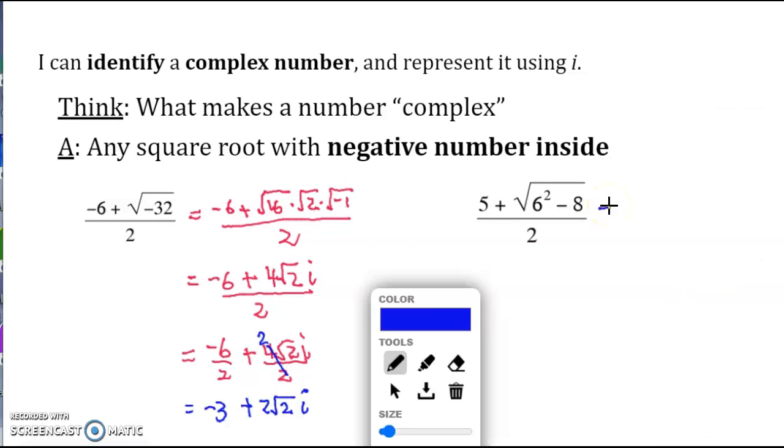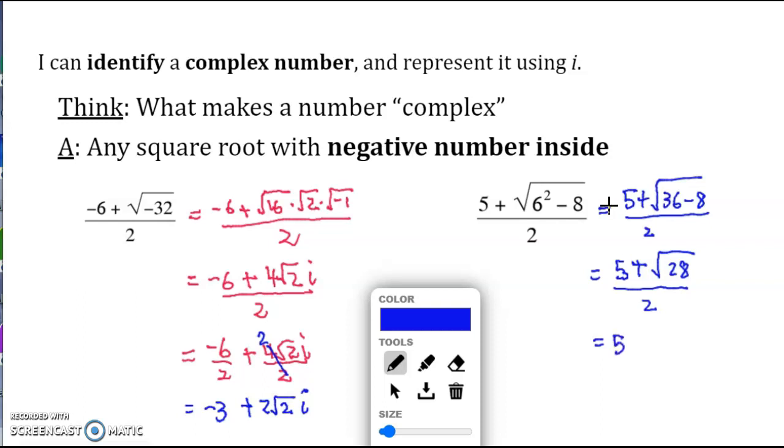What about the next problem? 5 plus square root of 36 minus 8, all over 2. And even though we have a negative here, the end result is not going to be negative. Square root of 36 minus 8 is 28. That is a positive square root. So we don't have a negative number inside the square root. That means this is not going to be a complex number.